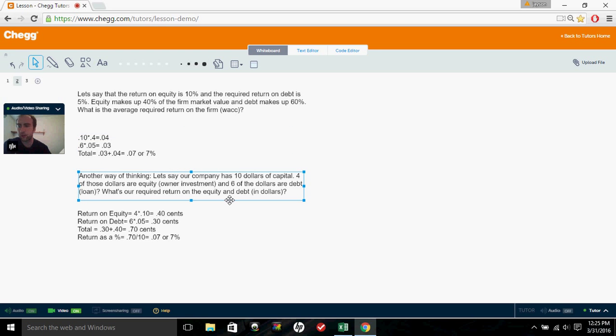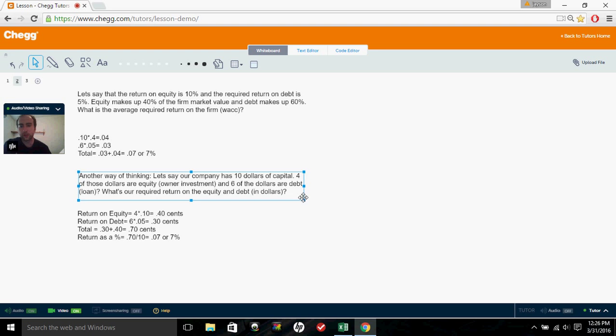Now, if that's confusing, another way of thinking about it is, let's say we invest $10 of capital in our business. 4 of those dollars came from investors, people like you and me who say, well, we'll give you money in exchange for an ownership in the company. And then 6 of the dollars were from debt holders saying that we'll loan you $6, but we want a fixed rate of interest every year in exchange for that. What's the required return on the equity and debt in dollars?